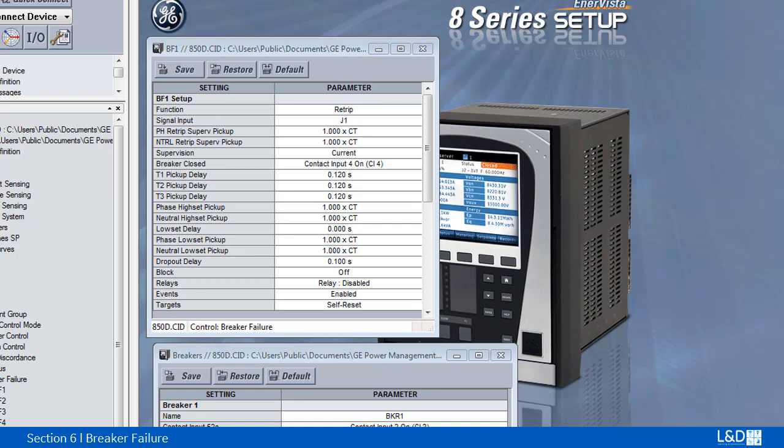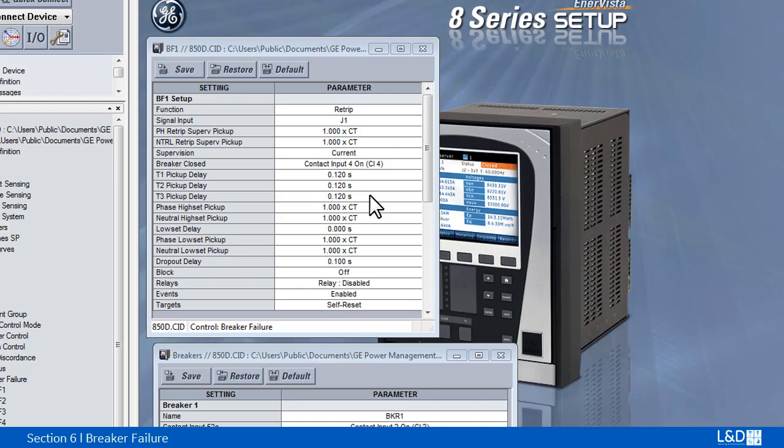Each type of supervision is equipped with a time delay, after which a failed breaker is declared and trip signals are sent to all breakers required to clear the zone. The delays are associated with breaker failure timers 1, 2, and 3. We'll explain this more in the logic diagram.